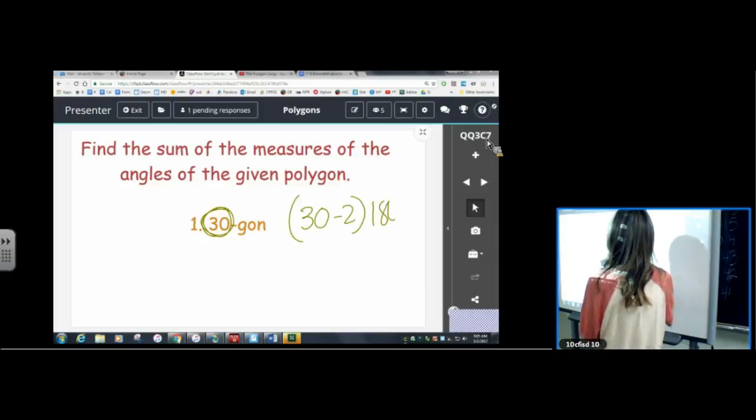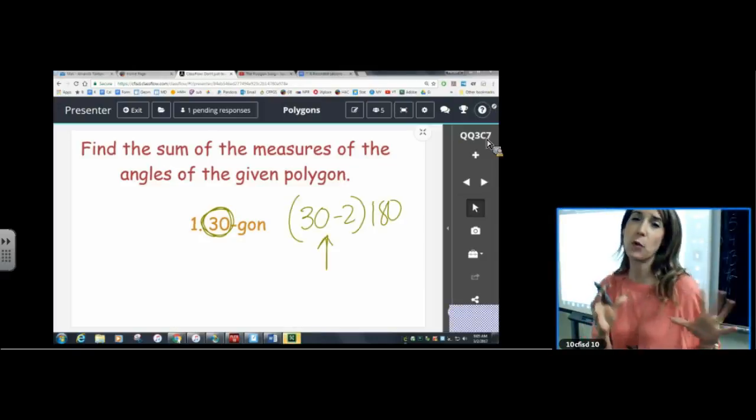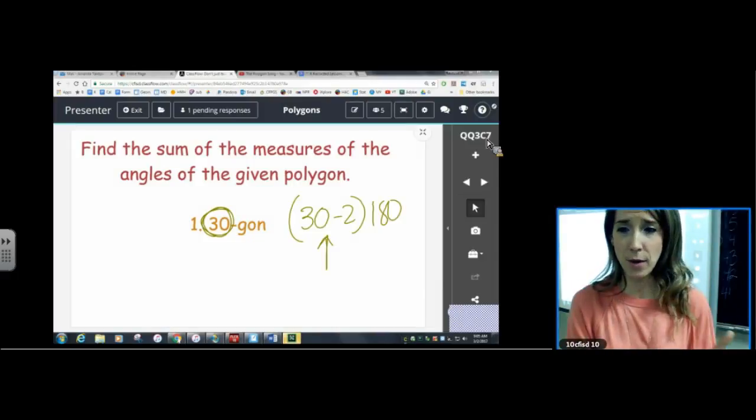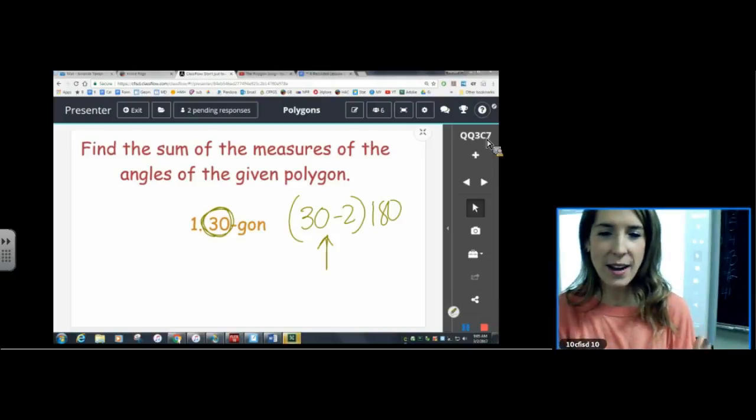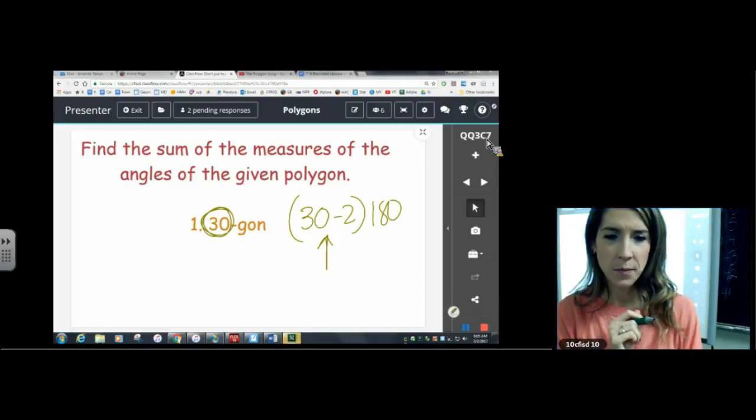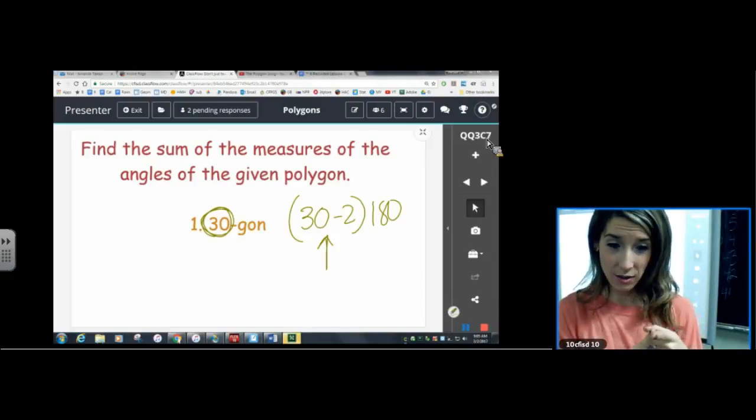minus 2 times 180. I don't want you to start using this formula like crazy and forget where it came from. Don't forget where you came from. What is the 30 minus 2? What does that even represent? That is how many triangles you can divide a 30-gon into.